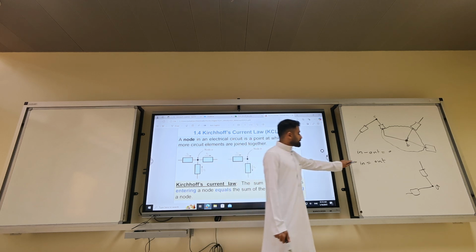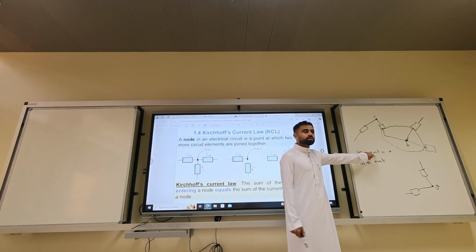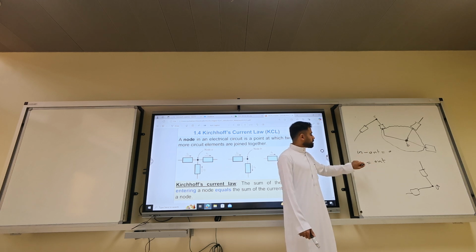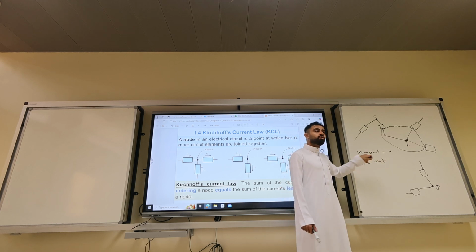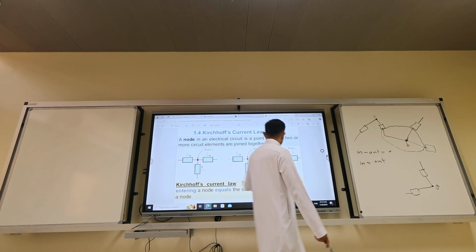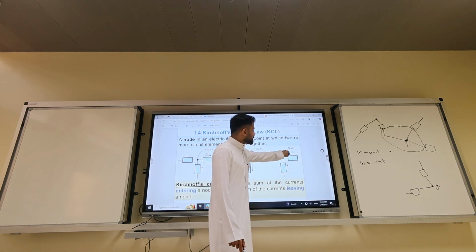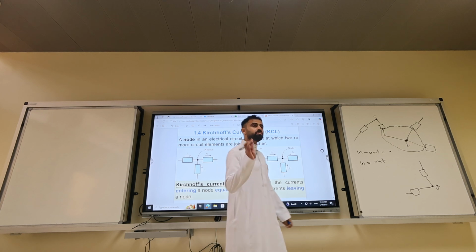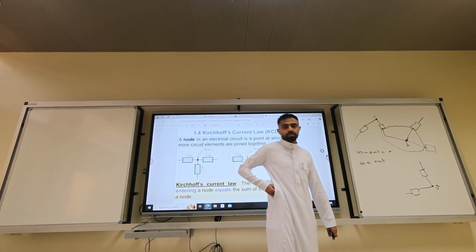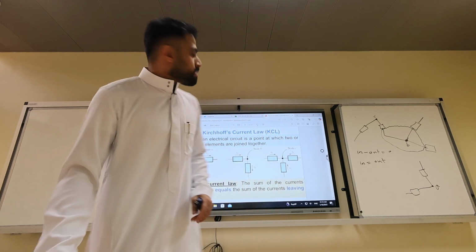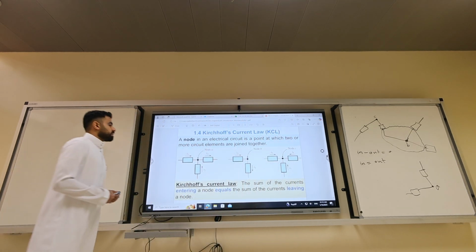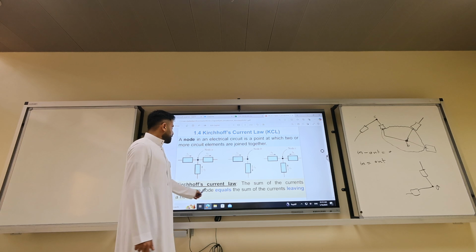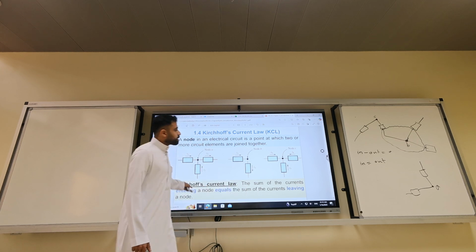So I prefer this. You can do in minus out, but this is confusing. Just put in equal out, but write the words in equal out. And then what is in? I5 plus I7 plus I6 equal out. Is there anything coming out? No. Out means away from the dot. Get it? That's KCL in a nutshell. The sum of the currents entering the node equals the sum of the currents leaving the node.